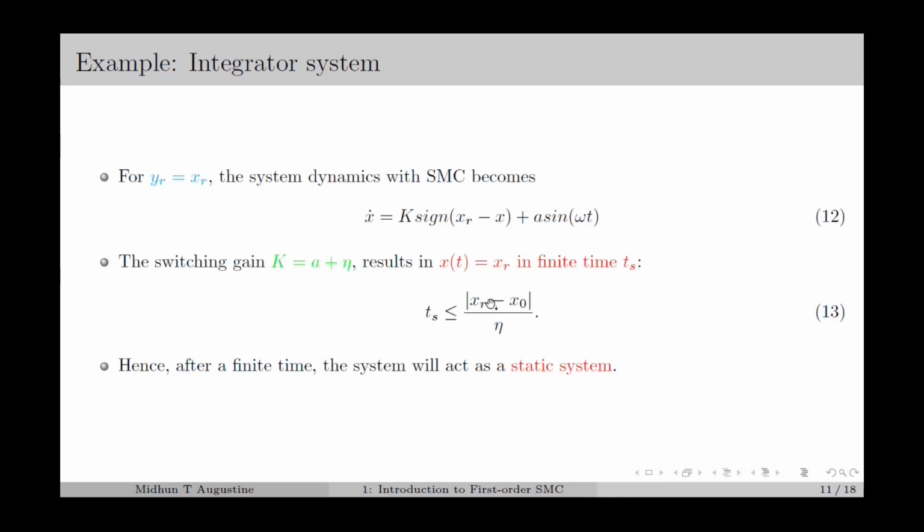And this implies that after a finite time, the system state reaches xr and stays there, which gives x of t equal to xr for t greater than or equal to ts. This means that after a finite time, this first order system will become a zeroth order system, or a static system.